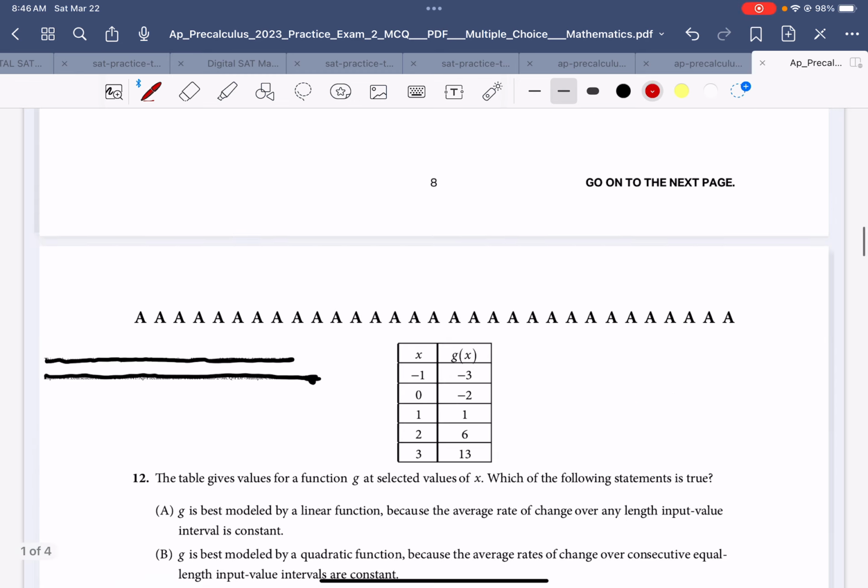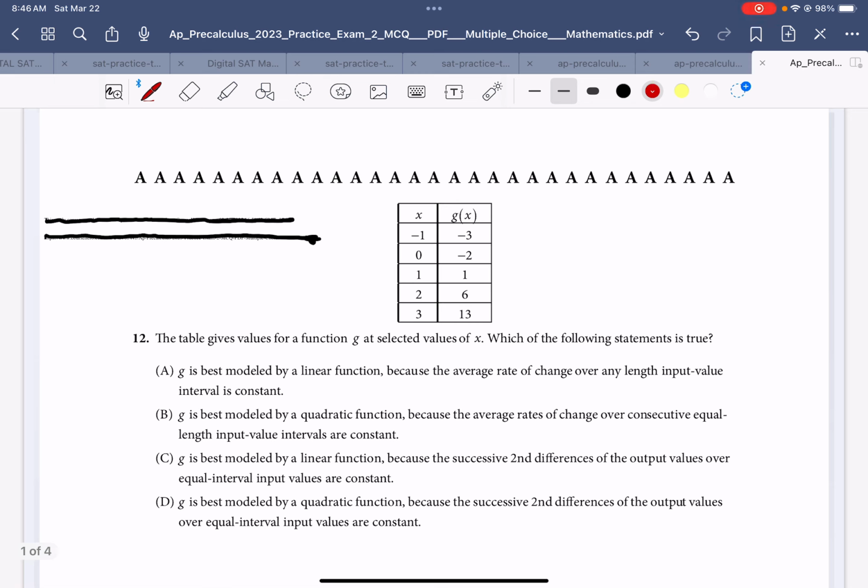So let's move on. Number 12. So they give you a table. The table gives the values for function g at selected values of x, and which of the following statements is true? Okay, so they talk about what kind of function you have, either linear or quadratic. So linear means you have a common difference in the y value. For a quadratic function, the second difference in the y value should be constant.